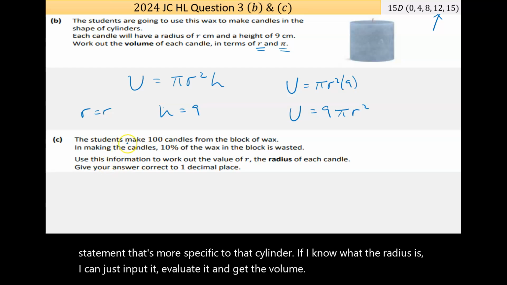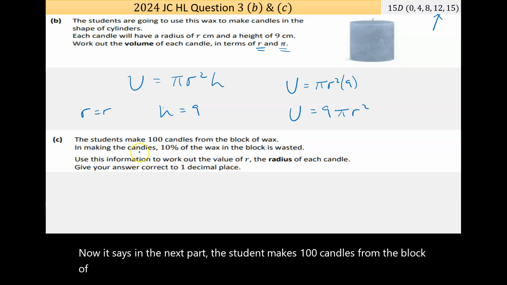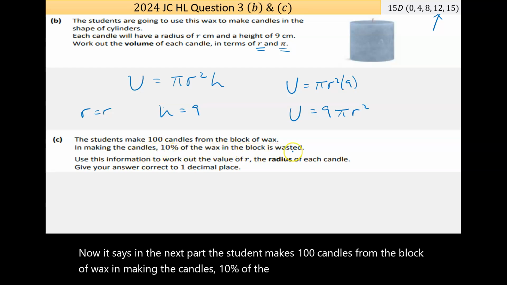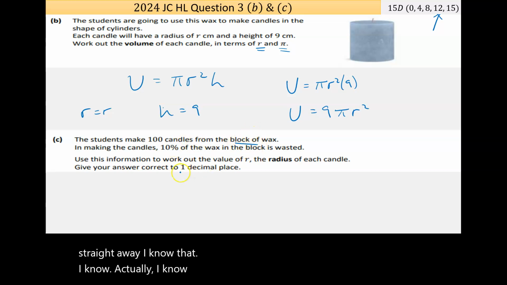Now it says in the next part, the student makes 100 candles from the block of wax. In making the candles, 10% of the wax in the block is wasted. So straight away, I do know the 100 candles. I know the block of wax here is 25,200.